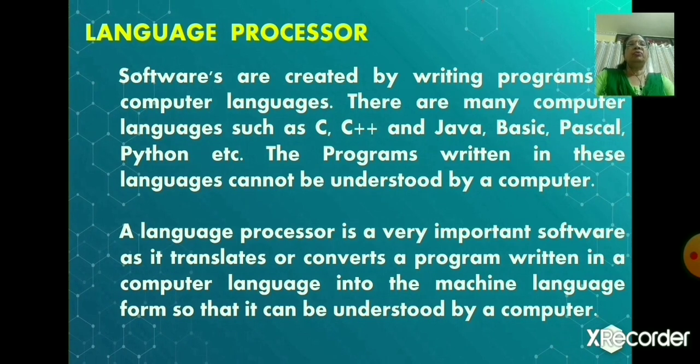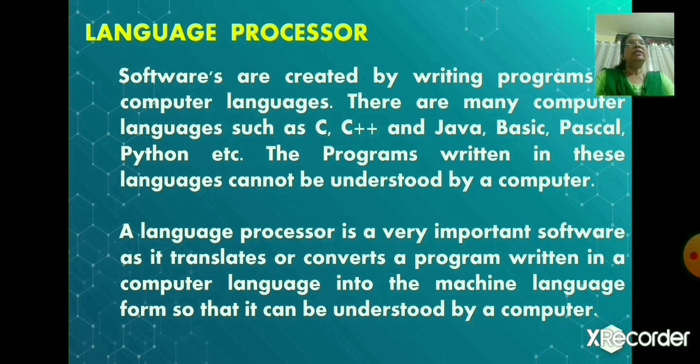Now language processor. All the software is created by writing programs in a computer language. What are the computer languages? That is C++, C, Java, Basic, Pascal, Python. These are all computer languages. The programs are written in these languages. All the programs are written in, maybe C++, maybe Java, maybe Pascal, maybe Python, right. But the computer will not understand these languages.